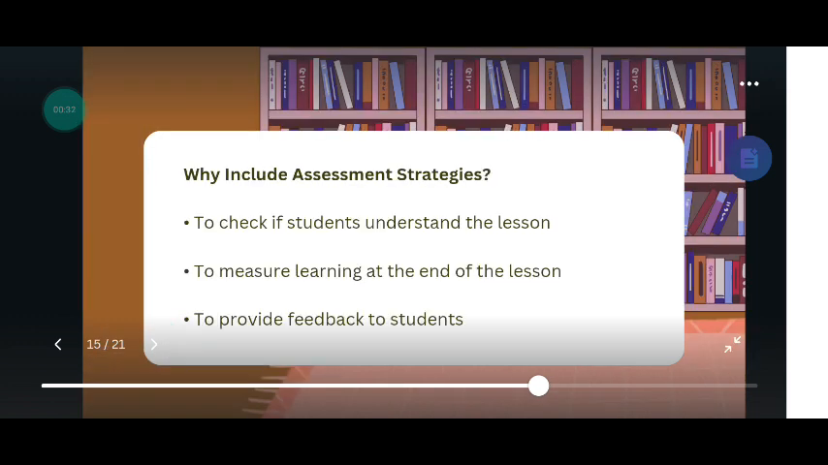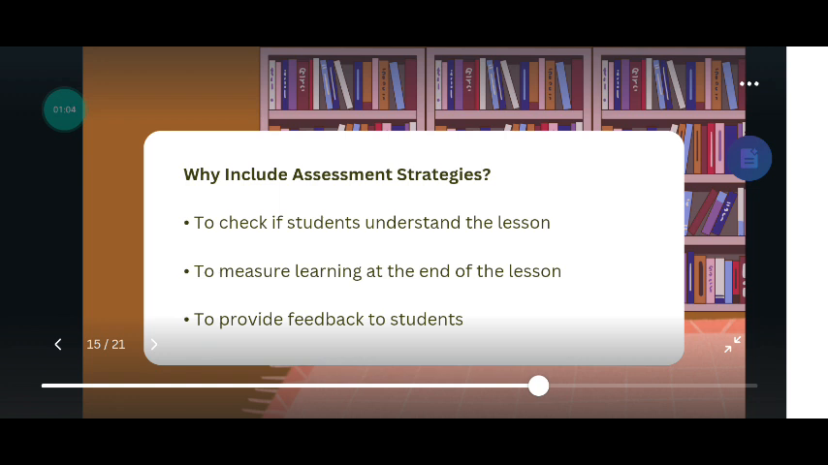So here are some reasons on why we need to include assessment strategies. First is to check if students understand the lesson. Basically, after a lesson, we should assess if the students really understood what you had taught or discussed to them. It is one way for us to know.